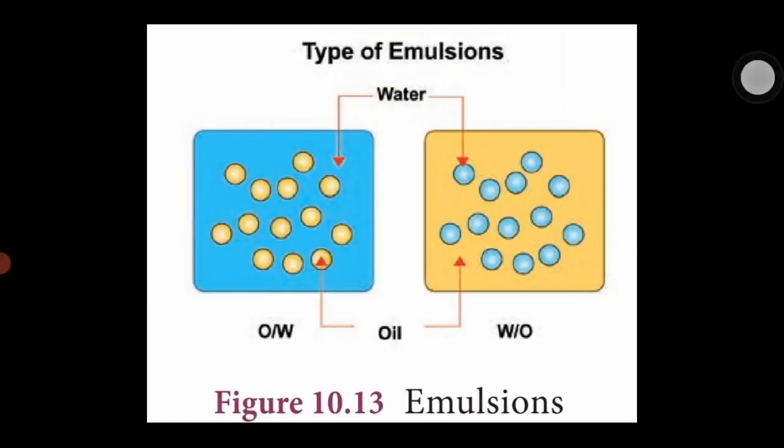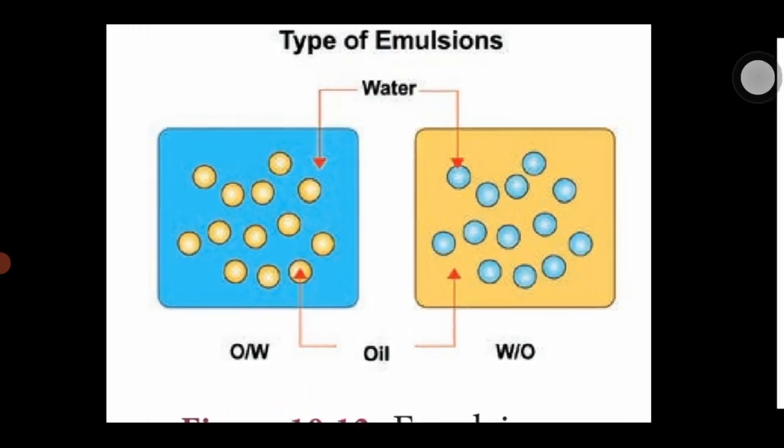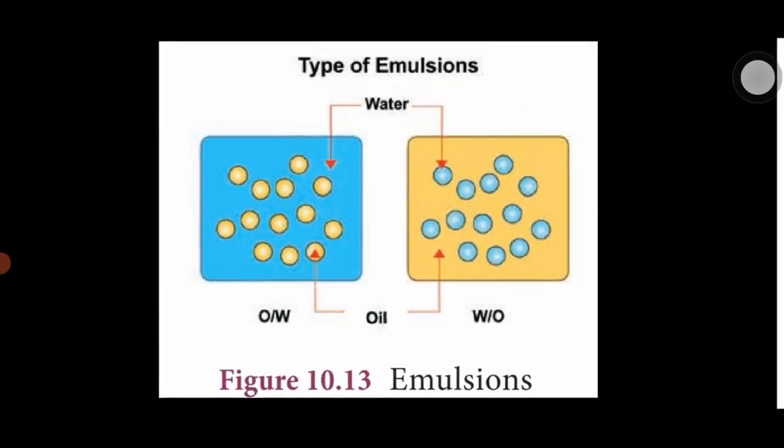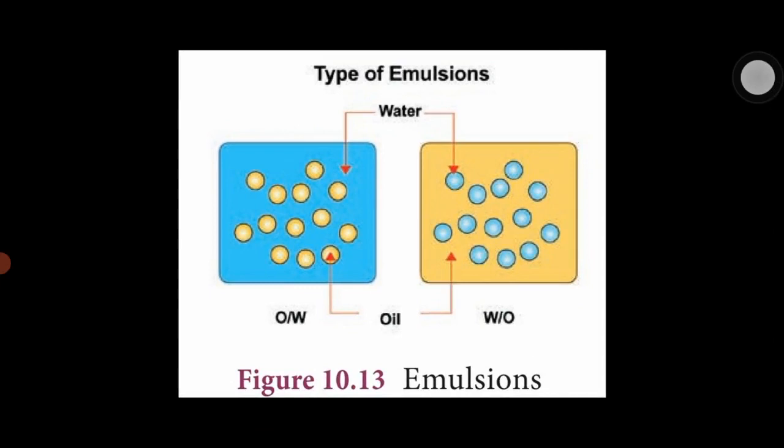See this picture. These are the types of mixture. One is O/W, oil in water. Another is water in oil. In the first case, water acts as the solvent and oil acts as the solute. So oil particles are dissolved in water: a lesser amount of oil dispersed in a larger amount of water. So oil droplets are mixed with water. That is an oil-in-water emulsion.